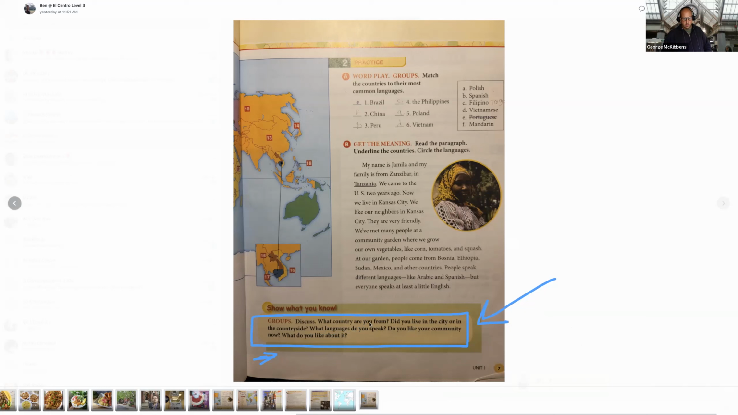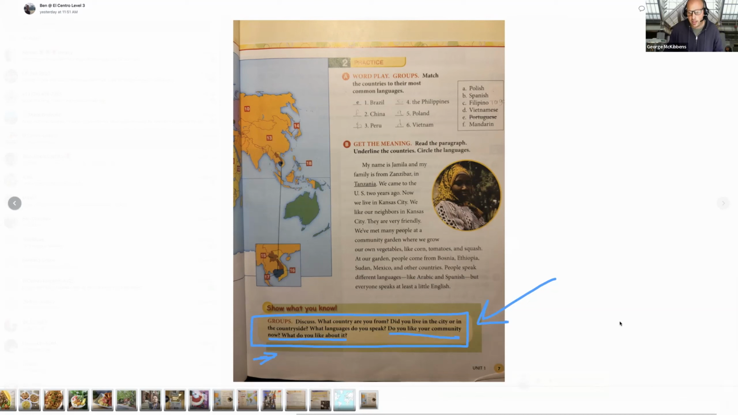So we could ask another question. What do you like about your community? I'm going to ask that question to Jocelyn. Do you like your community now? What do you like about it? Yes, teacher, I like the community because the community is very comfortable for me. Very comfortable. Very nice. Nice complex sentence.